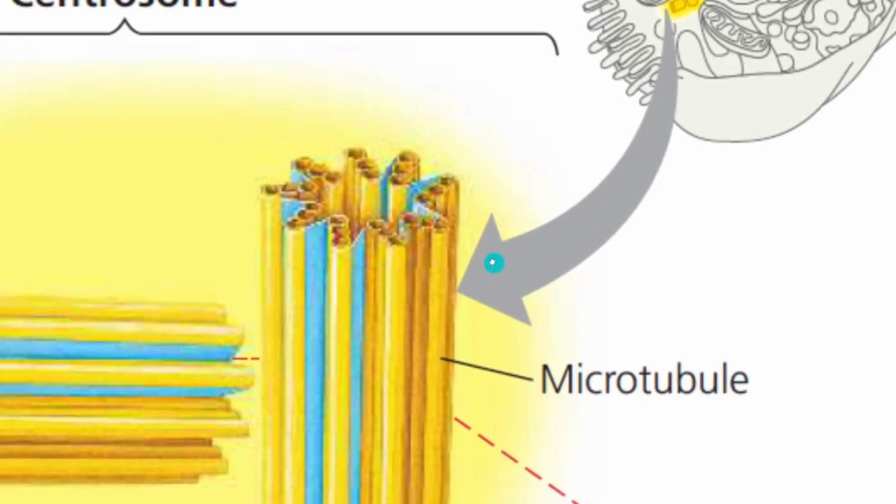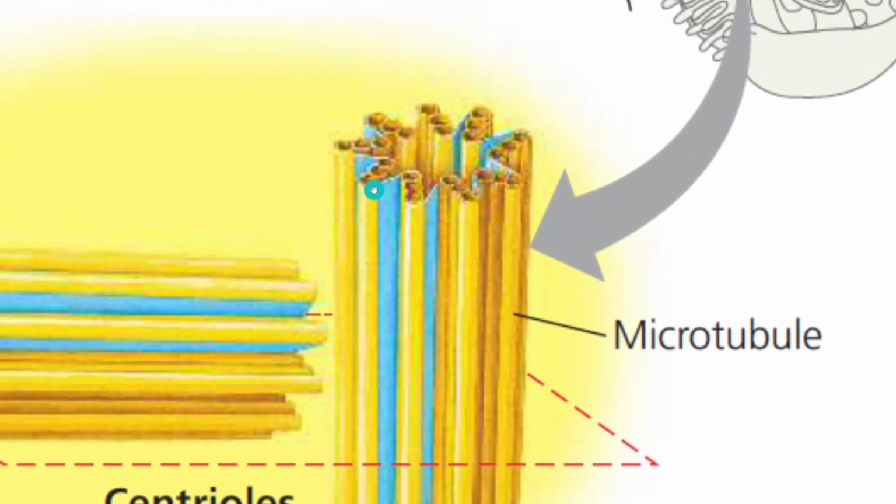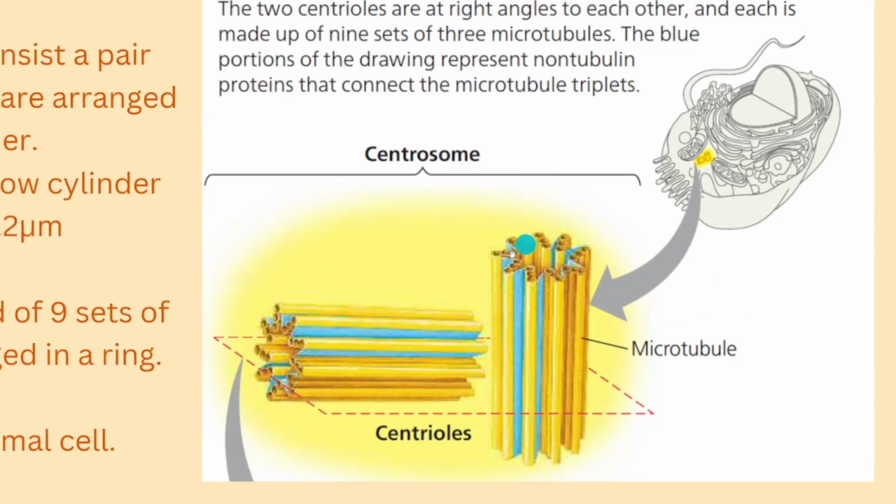You can see in this diagram that each side contains 3 microtubules. You can see 1, 2, 3; 1, 2, 3. So 9 plus 0 means there are 9 triplets of microtubules arranged together to form one centriole. You can see there are 1, 2, 3, 4, 5, 6, 7, 8, 9. Nine triplet microtubules joined together to form one centriole.